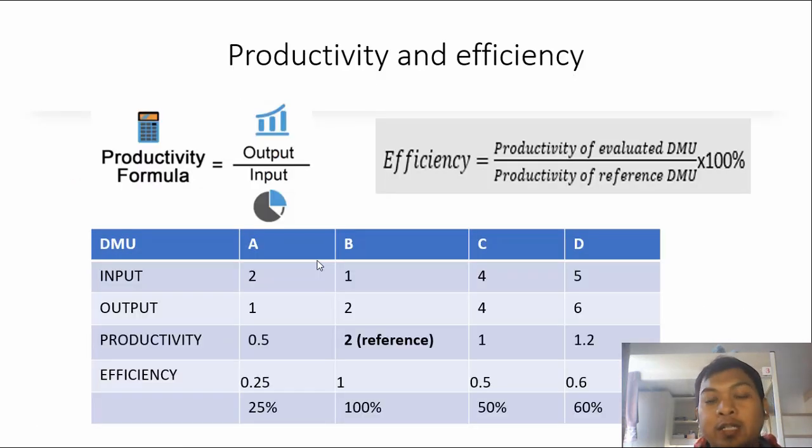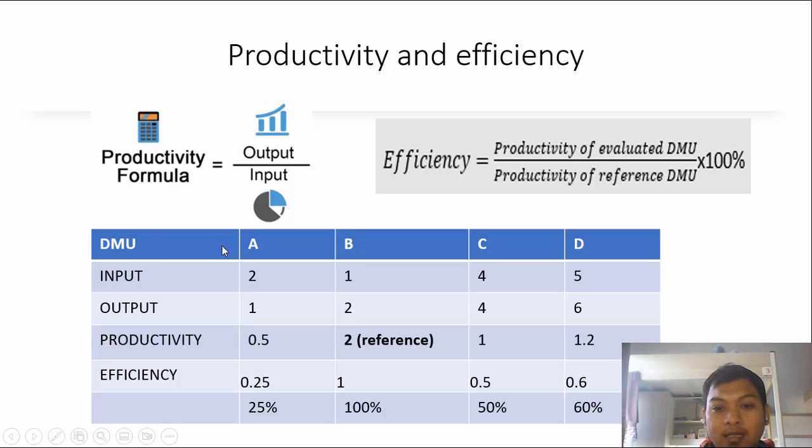Regarding the input and output, I would like to introduce both productivity and efficiency. Productivity means the ratio between the output and input. However, efficiency is the productivity of the evaluated TMU, or maybe a farmer, organization, etc., compared with the best performance or the highest productivity. To make it easy to understand, I give one example here.